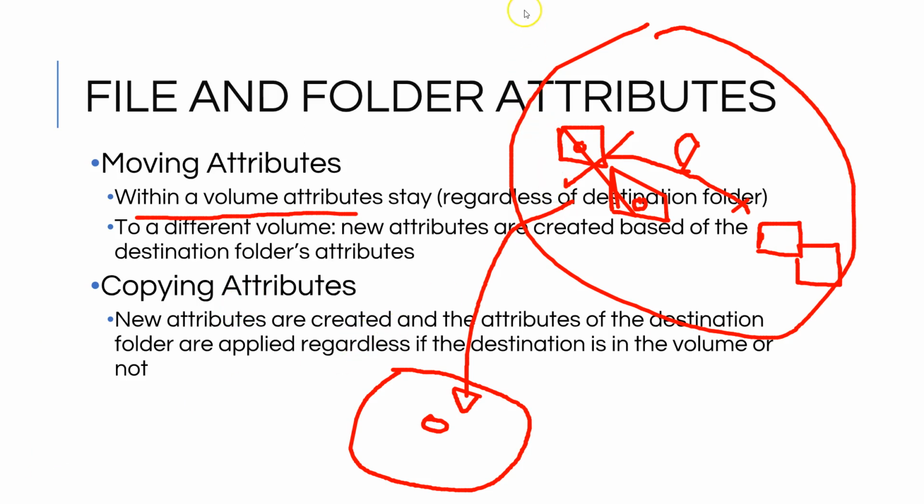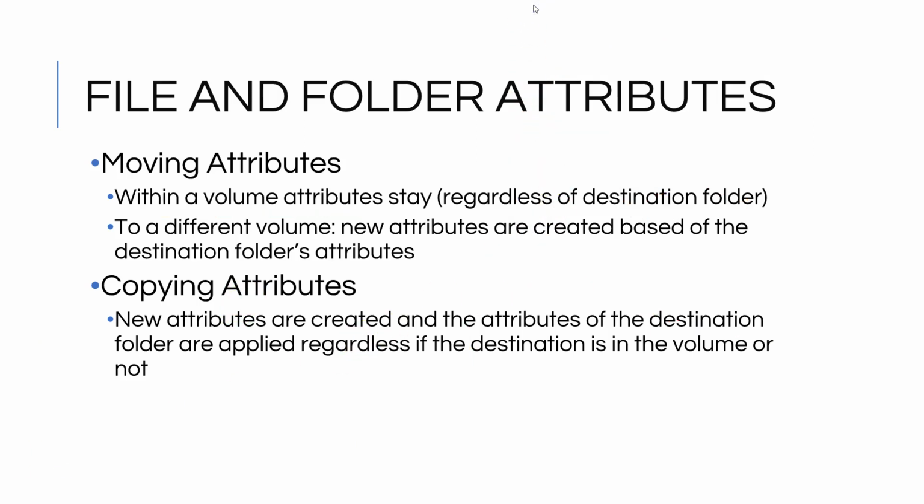All right, let me give you the bare bones. If you're moving a file within the same volume, it keeps its attributes. If you copy a file within the same volume, copy a file to a different volume, or move a file to a different volume, it's going to take the attributes of its parent folder. That's the simplest way to put it. I just want to let you know why it does what it does.